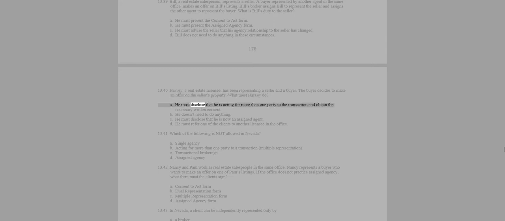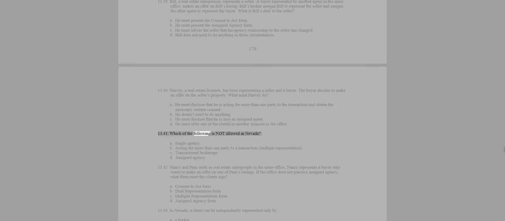A. He must disclose that he is acting for more than one party to the transaction and obtain the necessary written consent. B. He doesn't need to do anything. C. He must disclose that he is now an assigned agent. D. He must refer one of the clients to another licensee in the office.